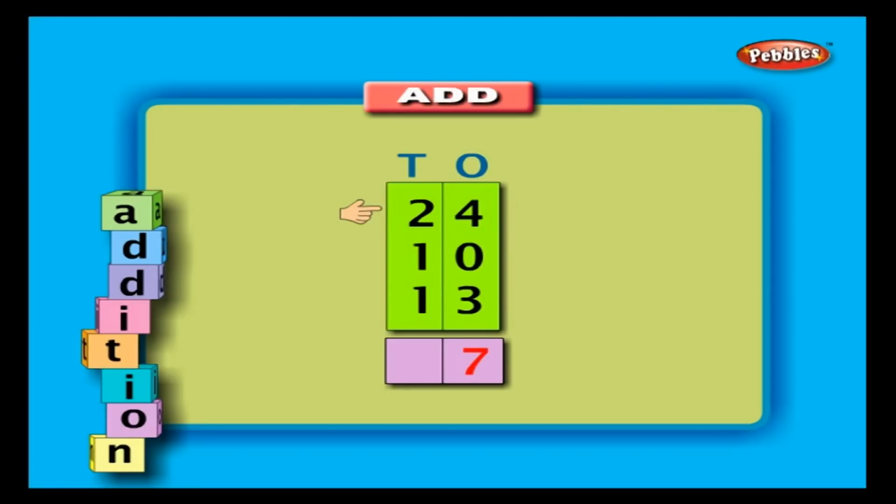Next add the tens column. 2 plus 1 plus 1 is 4. Write 4 below the tens column. Therefore, 24 plus 10 plus 13 is equal to 47.